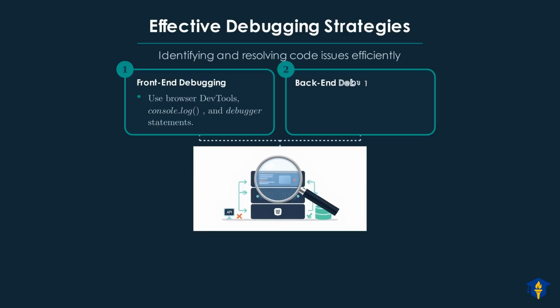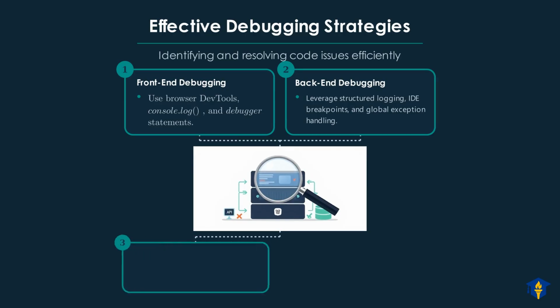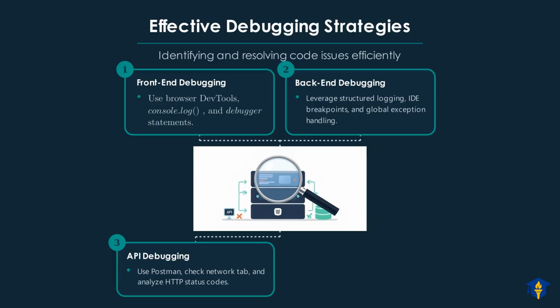When it comes to back-end debugging, our approach shifts to different but equally effective tools. Here, we leverage structured logging, IDE breakpoints, and robust global exception handling mechanisms. For API debugging, a critical area, we have specific strategies to employ. We use Postman, thoroughly check the network tab in our browser, and analyze HTTP status codes.